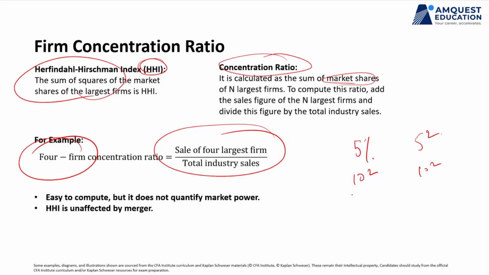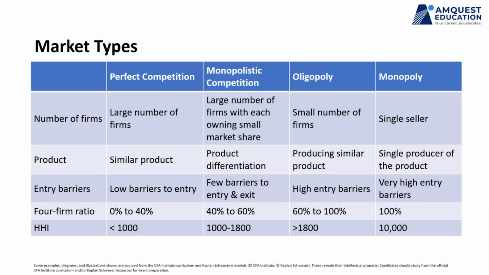If the index answer comes to something more than 1800, that means it's going towards oligopoly. If it's 10,000, 10,000 means 100% square, that's 10,000. If it's 10,000, it means only one firm has 100%, and that is monopoly. So the answers could be anything from 0 to 10,000, to help you understand the index. Clear? So, quick summary.